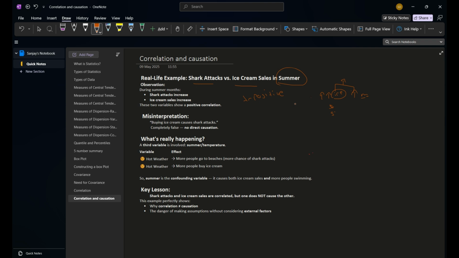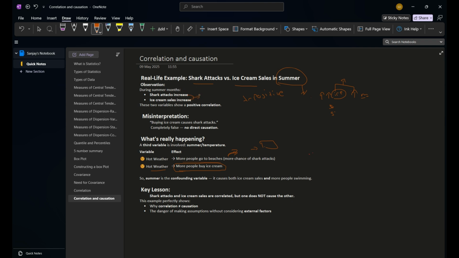After studying what was happening, the third variable involved was summer. In summer, with hot weather, more people go to beaches, obviously, because they want to swim. When they go to the beaches, there is more chance of shark attacks, because the number of people at the beaches will be high in summer. And because of hot weather, people were buying more ice cream. So this was the theory behind shark attacks and ice cream sales.